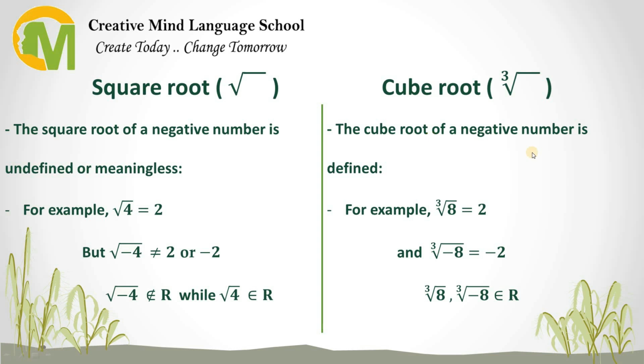On the other side, the cube root of a negative number is defined. We do have an answer if we have a cubic root of a negative number. For example, the cubic root of positive 8 equals positive 2, while the cubic root of negative 8 equals negative 2. So both numbers belong to the real numbers. Then the cube root of a negative number is defined, while the square root of a negative number is undefined. This is a very important point for you to remember.